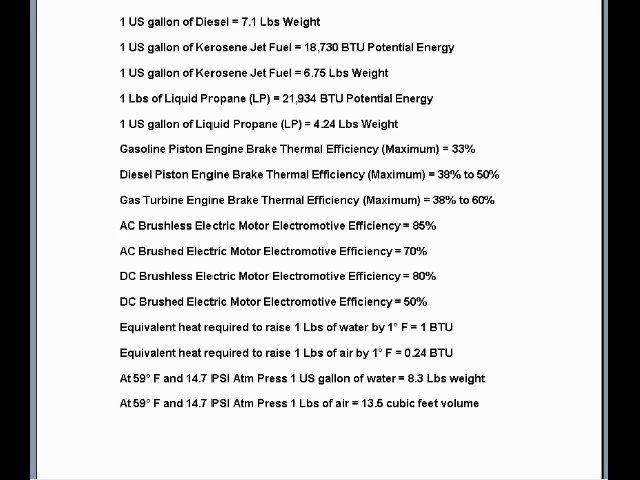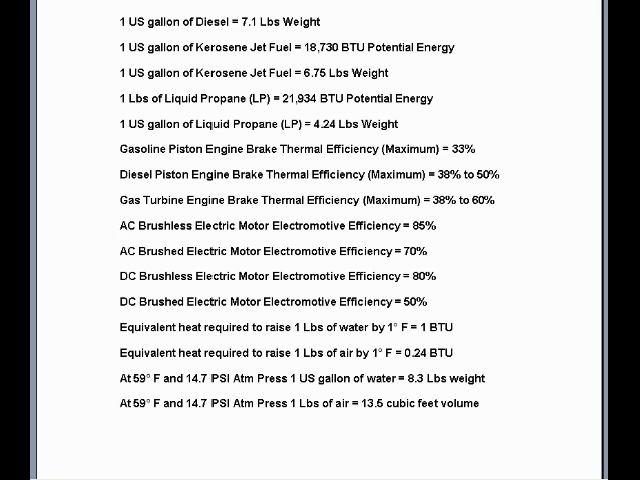Gasoline piston engine brake thermal efficiency at its maximum at no load conditions is 33%. Diesel piston engine brake thermal efficiency maximum under no load is 38 to 50%. That also includes quite a lot of computer controlled air to fuel mixture ratio variations, heat of air compression. Gas turbine engine brake thermal efficiency can vary between 38% and 60%, depending on static versus, actually this could be turbo shaft too, but during load and no load operations. AC brushless electric motor electromotive efficiency: we went over this earlier, but I decided to list the electromotive efficiency separately, as you can see there.